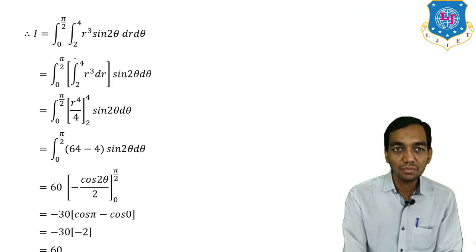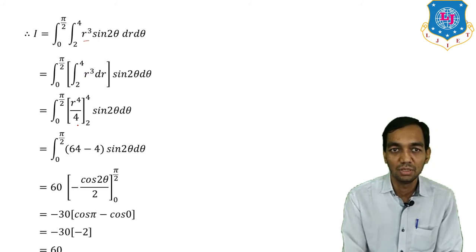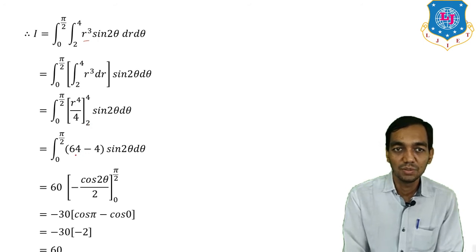If you put all these values in the given integration, then the integration is of the form I is equal to the integral from 0 to pi by 2, the integral from 2 to 4, of R cube sine 2 theta dr d theta. If you integrate first with respect to R, then R cube has the integration R raised to 4 by 4. And if you substitute the limits, it is going to be of the form 64 minus 4 into sine 2 theta.